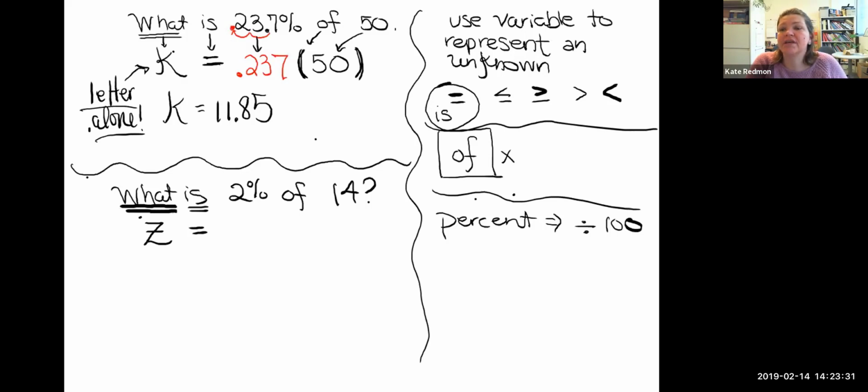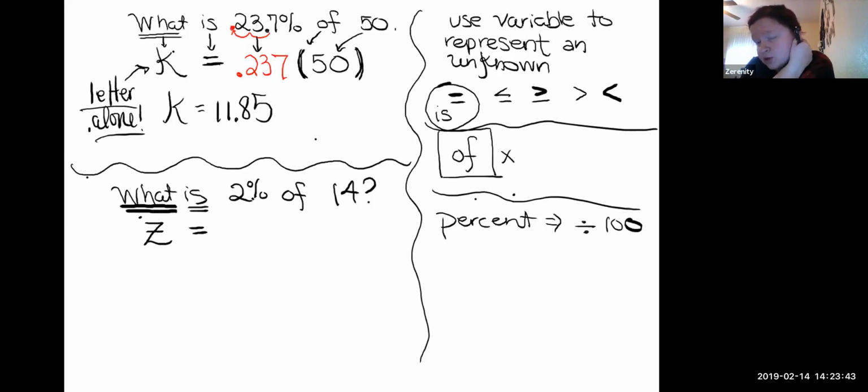Now 2%, I can use the 2, but I shouldn't use the percent. I need to deal with what percent means. What did we say percent means? Divided. Divide by 100. In order to quickly divide by 100, I'll take that decimal from where it exists on a whole number. It's at the back.